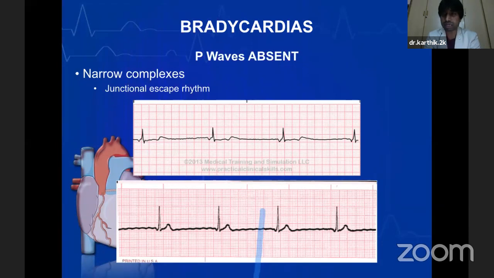Now, some of you might argue that you can see a small P wave before the QRS complex. If you have pointed that out, I would really appreciate your keen observation, because this is a very important point. Whenever there is a junctional rhythm, sometimes the atria can get retrogradely activated, with the electrical impulse going backward from the AV junction to the atria, which results in a negative or inverted P wave in the rhythm strip.